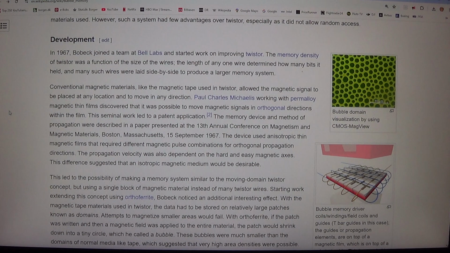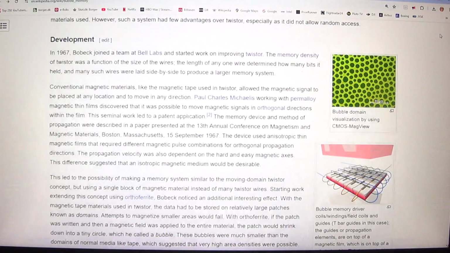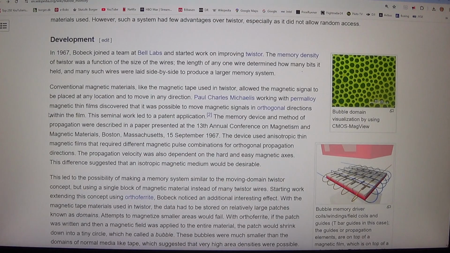Development. In 1967, Bobeck joined a team at Bell Labs and started work on improving Twister. The memory density of Twister was a function of the size of the wires. The length of any one wire determined how many bits it held, and many such wires were laid side by side to produce a larger memory system. Conventional magnetic materials, like the magnetic tape used in Twister, allowed the magnetic signal to be placed at any location and to move in any direction.